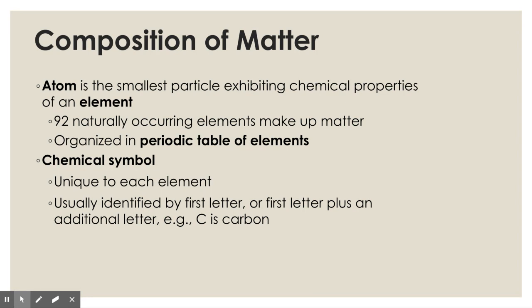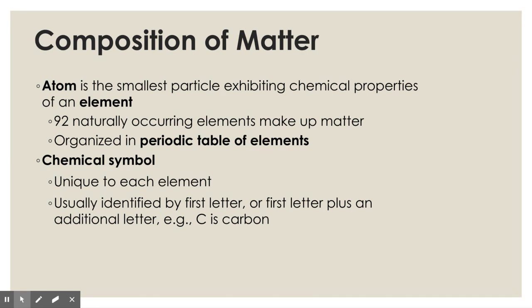Because we want to put these elements with their names onto the periodic table, scientists have come up with what we call the chemical symbol. And it's unique to every element. They each have their own. It's usually identified by the first letter or maybe the first and another letter. But we also sometimes use the Greek or Latin words for those elements to give them their chemical symbol. But it's basically just the letter that you see on the periodic table to identify that element.